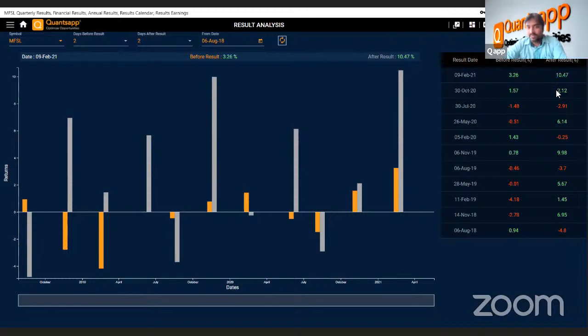Probably in 2 days, and then you can see 2% also. Out of these 10 or 11 data points, we have only 3 or 4 dates where we have a negative result, and that too very small, right? But on the positive side, this stock generally has a tendency to produce a good movement after the result. So you can have a fair idea about how this stock actually performs.